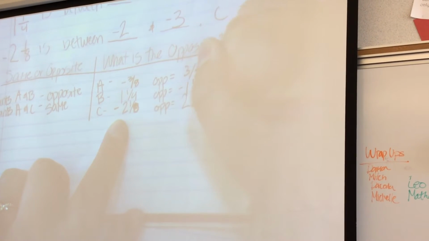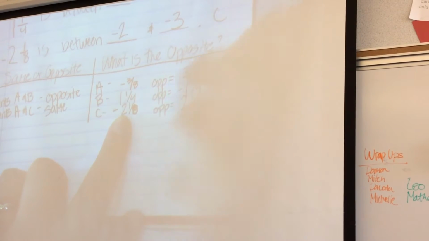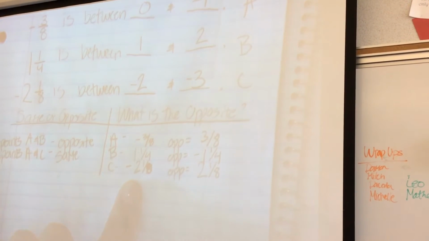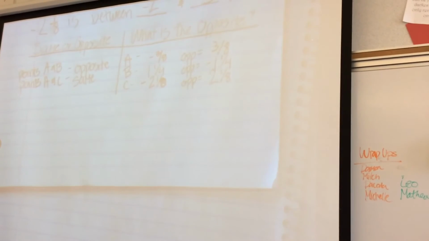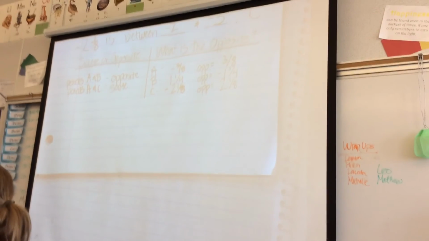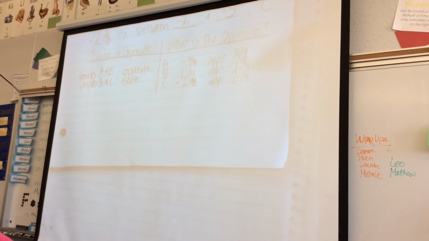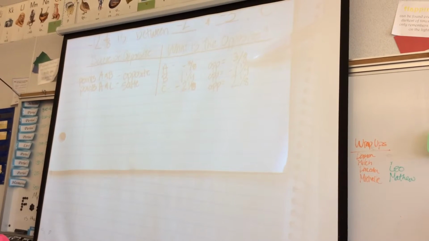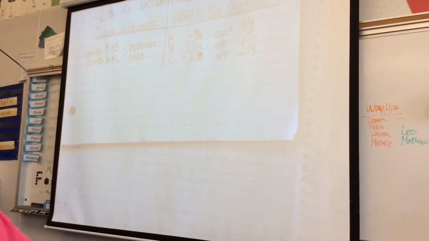Positive 1 1/8. No, it's 2 1/8. You said 1. Okay. Positive 2 1/8. Okay. Opposite. Thumbs up if you are going to be able to identify the opposite of a rational number. If I give you a rational number, you'll be able to tell me what the opposite is.